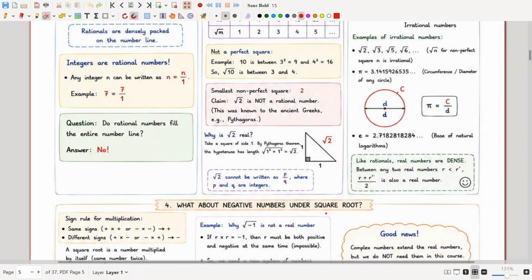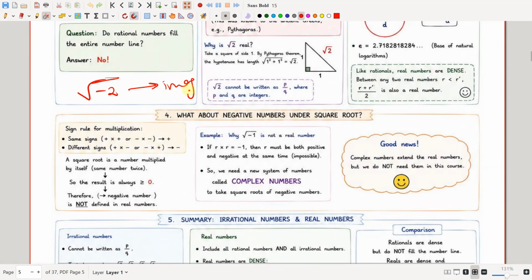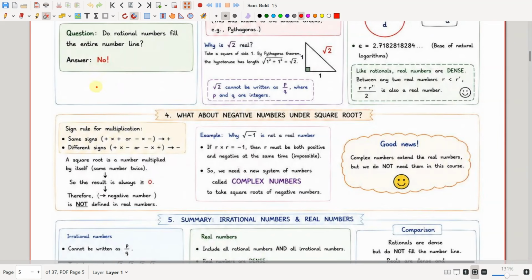Okay, so what about the negative numbers under the square root? See here, there will be some values like this, right? Root of -2. These are what we call imaginary numbers or complex numbers. Okay, so we know these rules for multiplication. If we multiply with same signs, you will get a positive answer, and if you multiply with different signs, you will get a negative answer, right? So same signs, positive; different signs, negative.